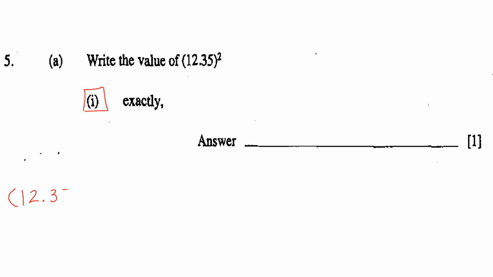Now we have 12.35 squared. They want you to square it. What does that mean? All that means is that we're going to write 12.35 multiplied by 12.35.